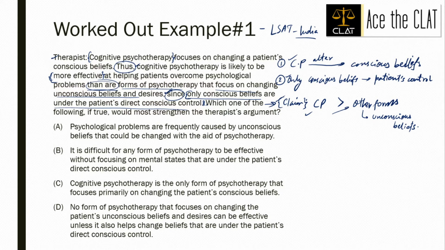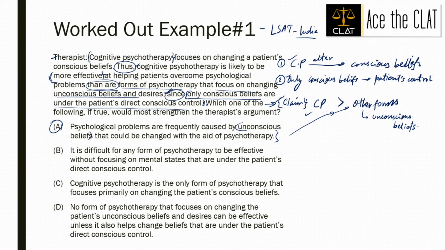So let us evaluate the answer choices one at a time. Let's look at option A. It says that psychological problems are frequently caused by unconscious beliefs that could be changed with the aid of psychotherapy. Okay, unconscious beliefs. It is talking about the problems that are caused by unconscious beliefs could be changed with the aid of psychotherapy. This in fact is trying to support the other forms of psychotherapy, right?